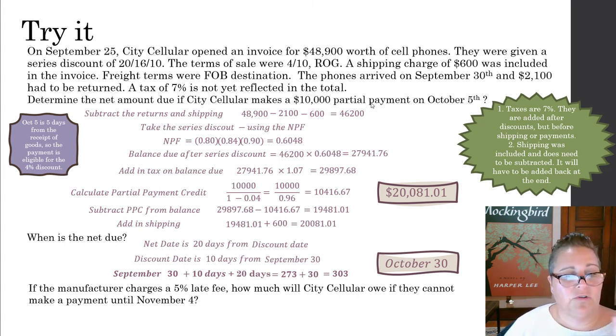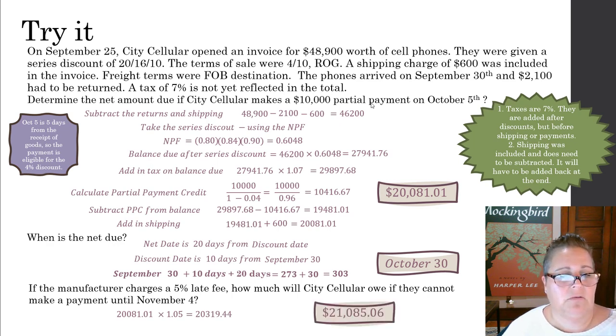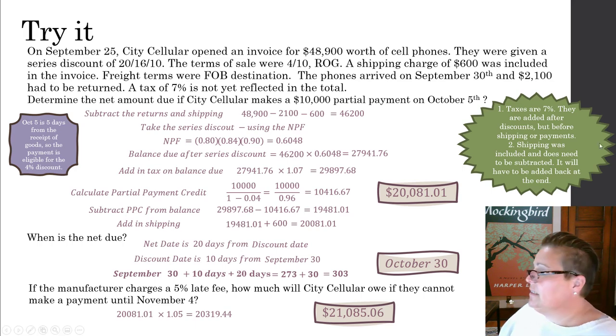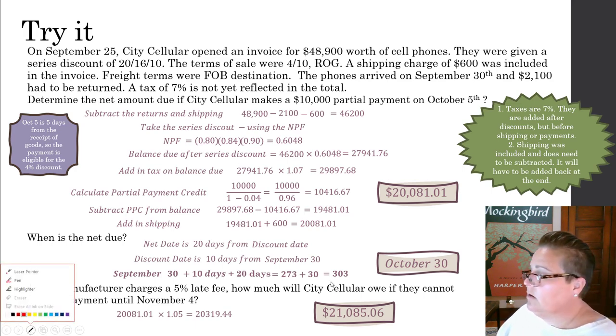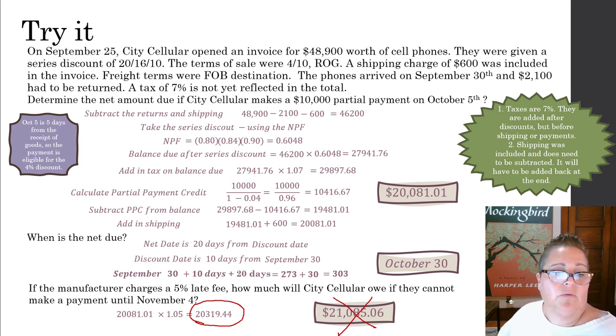If the manufacturer will charge a 5% late fee, how much will City Cellular owe if they cannot make a payment until November 4th? Well, we need to take the amount of the $20,081.01 and multiply it by 105%, because they'll owe 100% of the bill plus a 5% late fee. This gives us $20,319.06. Why is that the wrong number? I'll fix it in the other one, but this should be $20,319.44.